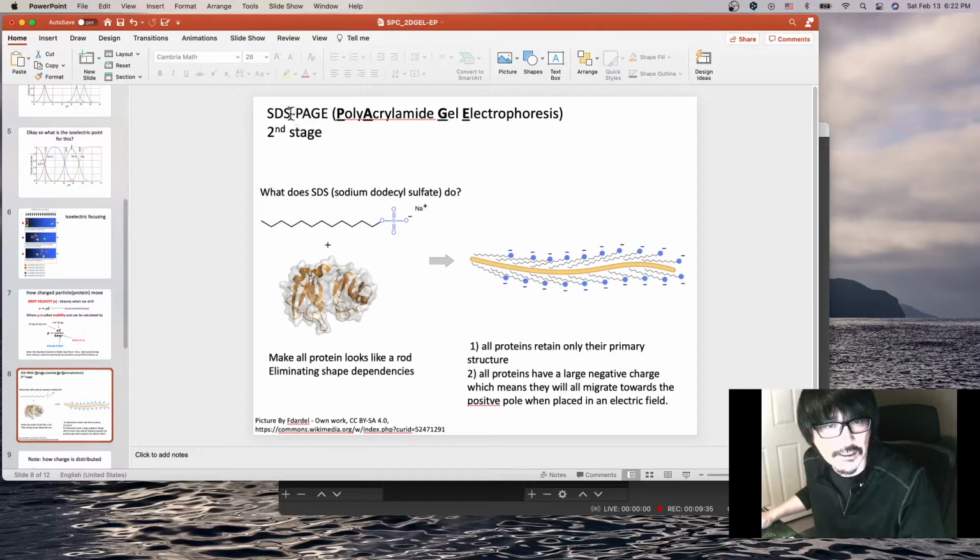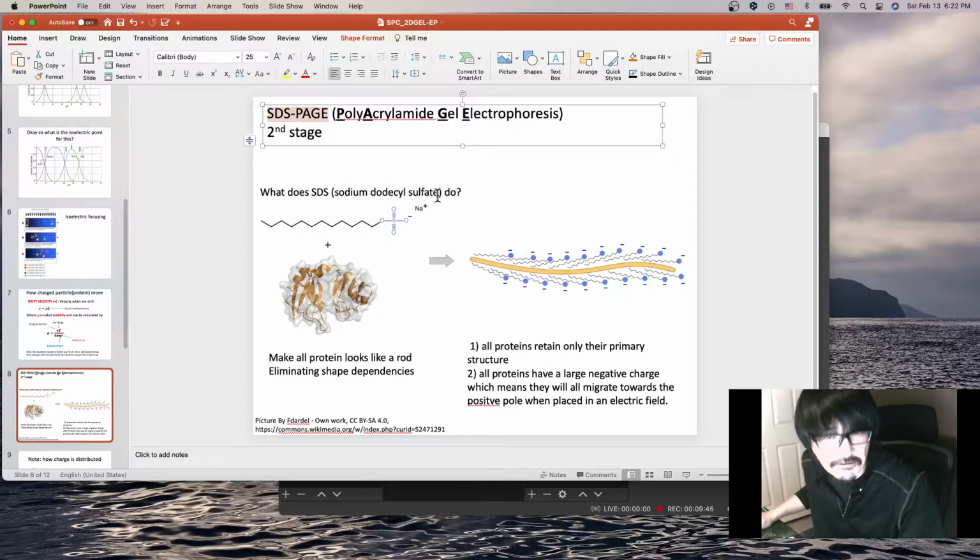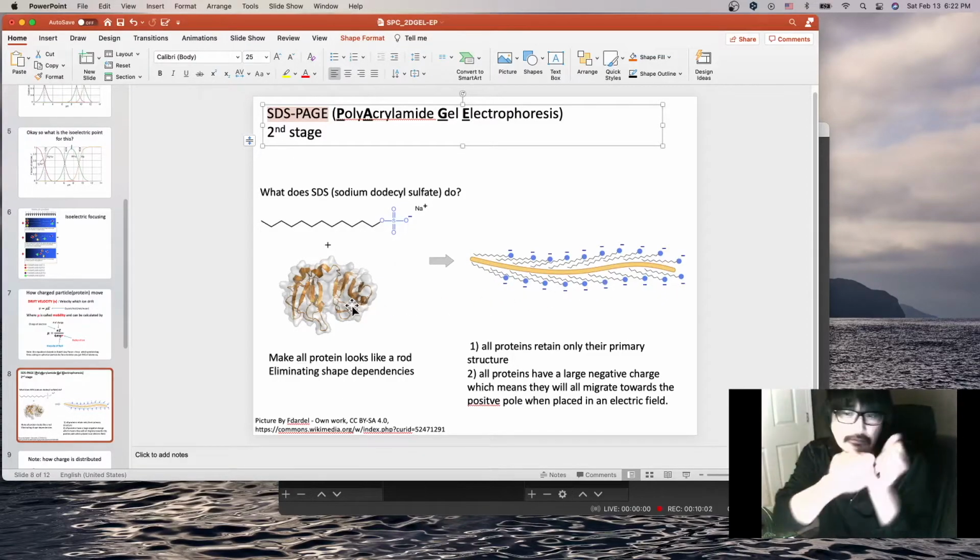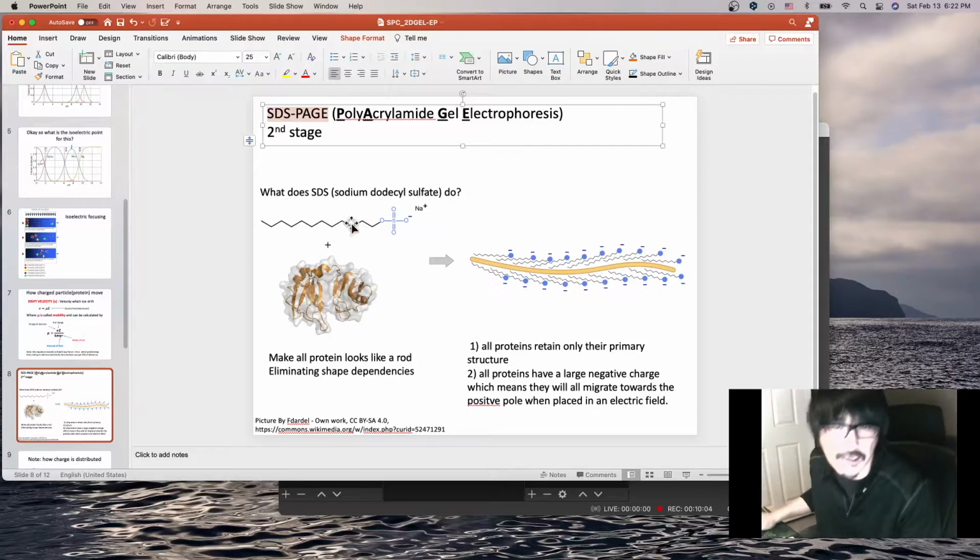So what does SDS-PAGE stand for? SDS stands for sodium dodecyl sulfate, which looks like this. And you have this unperturbed protein, the regular protein. But when you put the protein into a solution that contains this type of molecule, the protein is going to stretch out. This has a polar portion and a non-polar portion, which sticks very well with the protein.